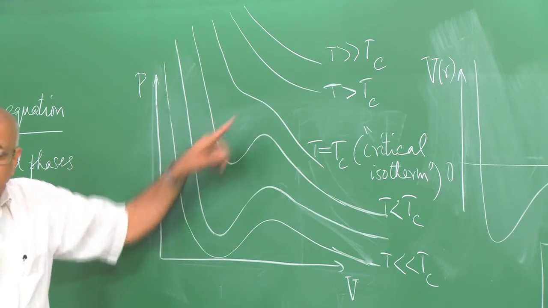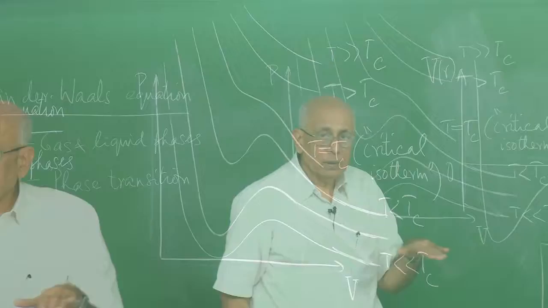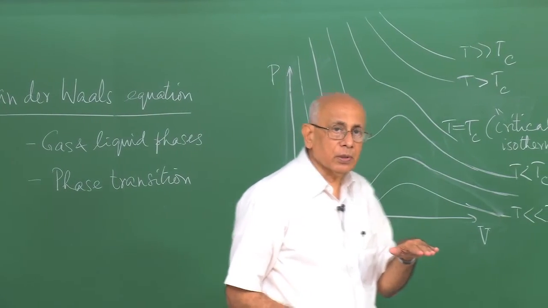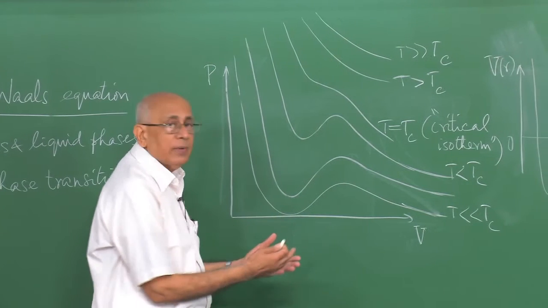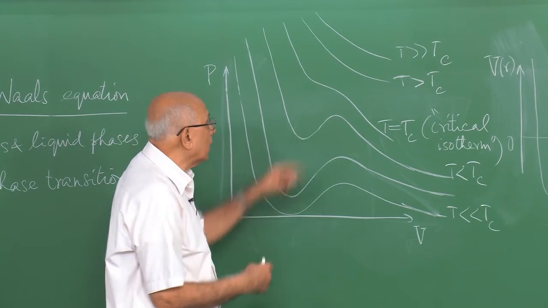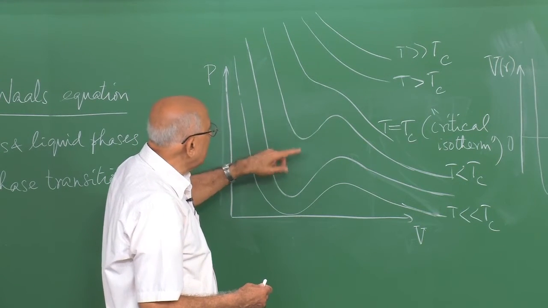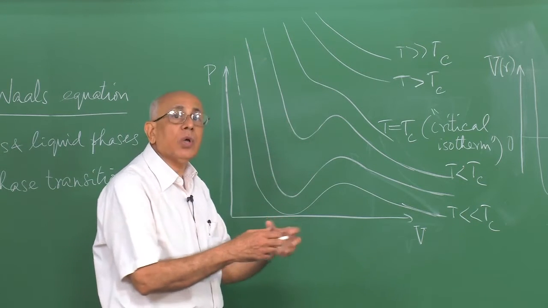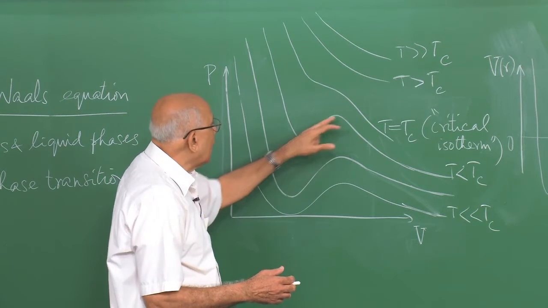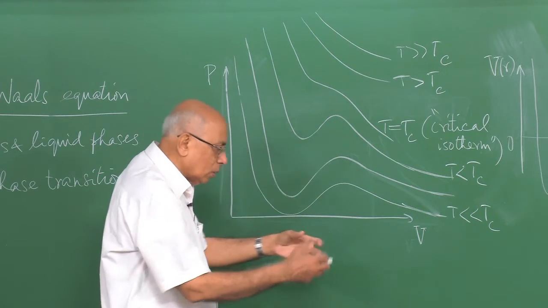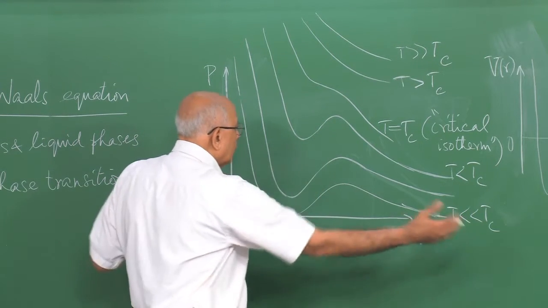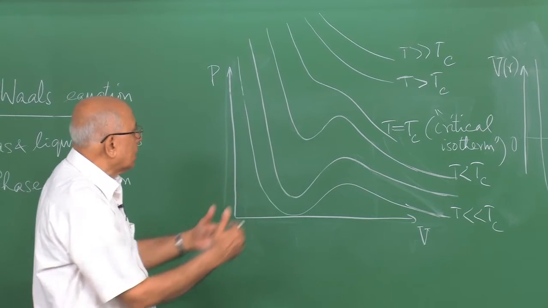An inflection point where the slope vanishes, P is flat locally as a function of V, and the second derivative also vanishes, so the curvature is also 0 at this point. And below Tc, this inflection point resolves into a minimum and a maximum out here. So these two separate from each other and go further and further apart as the temperature is lowered further and further.